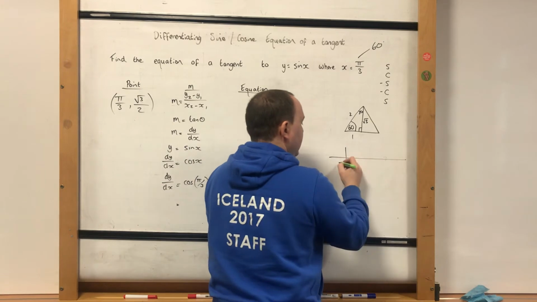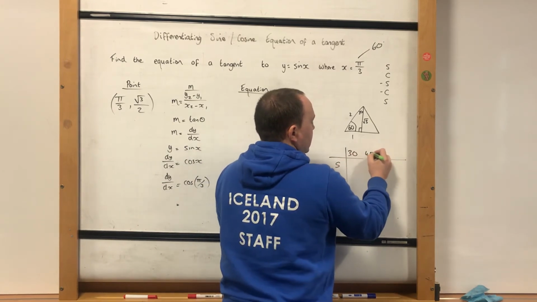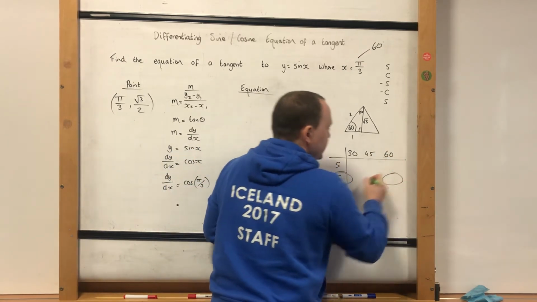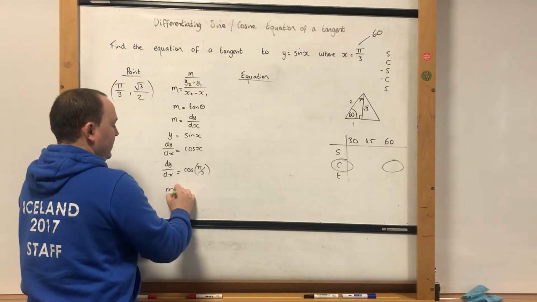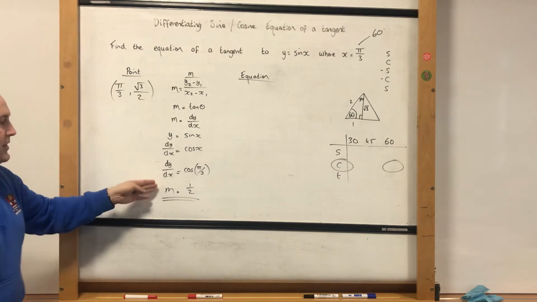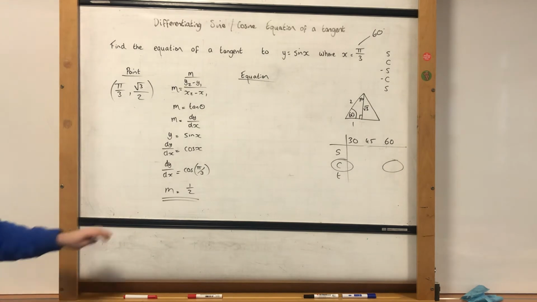Cosine of 60, over here on the exact value table or exact value triangle, you might be using this here. You're looking for cosine of 60, adjacent over hypotenuse, so it's a half. So the gradient, which is equivalent to the rate of change, which is equivalent to the derivative at a particular point, is a half.